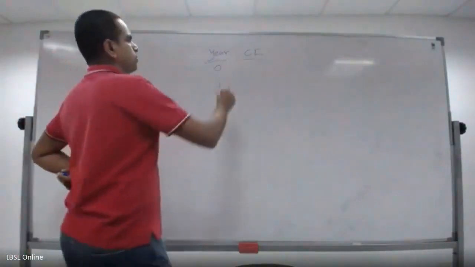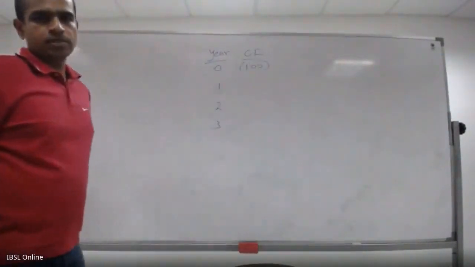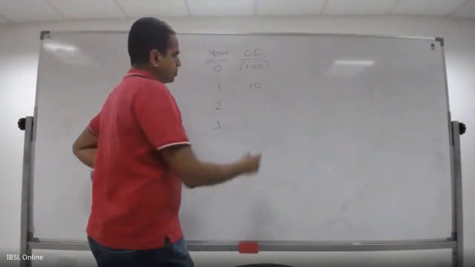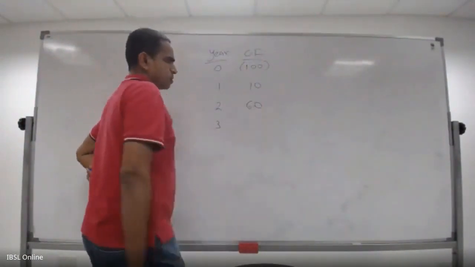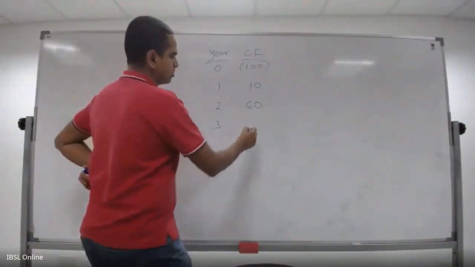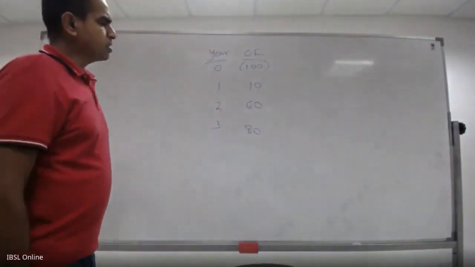Immediately you have an outflow of 100. First year, 10, plus, that means you're receiving cash. Second year there is another inflow, plus 60 means there's an inflow of 60. Third year, plus 80 means there's an inflow of 80. So these are your cash flows.